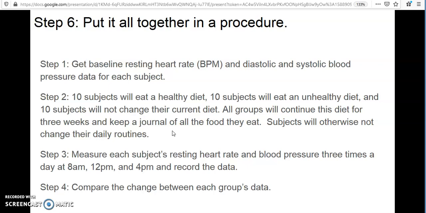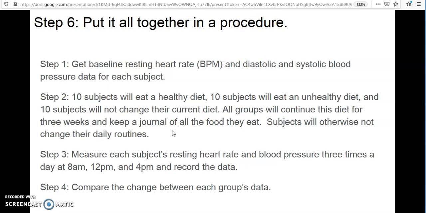So once you have all this information together, you can put it together in a step-by-step procedure. So step 1, once you know how you're going to be doing the measurements, once you know how to get that baseline data, you can just say, step 1, get baseline resting heart rate, BPM, and diastolic and systolic blood pressure data for each subject. Step 2, 10 subjects will eat a healthy diet. Now, clearly we didn't decide what a healthy diet was, but this is something that you would find through your research. All we said is that it is a diet that is low in saturated fat, sodium, and cholesterol.